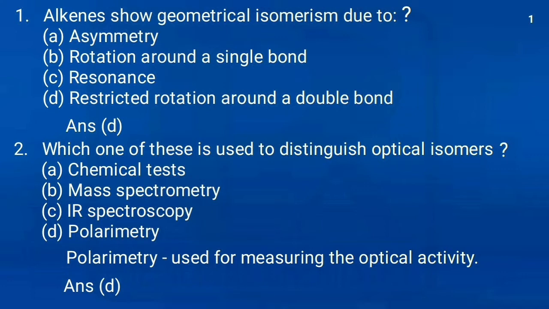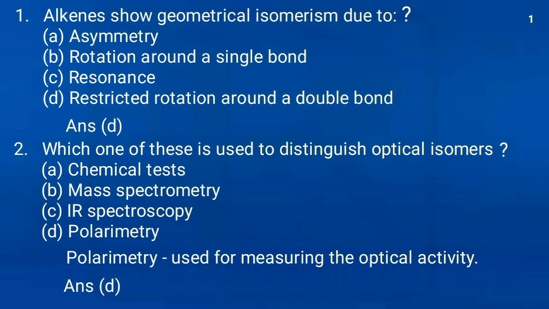The first question is, alkenes show geometric isomerism due to asymmetry, or rotation around a single bond, or resonance, or restricted rotation around a double bond. Already we have known geometric isomerism occurs only when there is a restricted rotation about a double bond, because usually rotation around a single bond occurs readily, but rotation around a double bond is restricted.